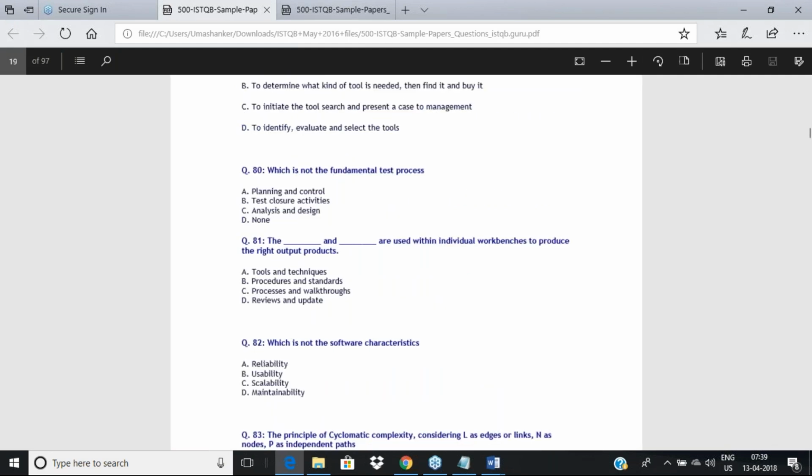Which is not a software characteristic? Which is not a software characteristic? Software has to be reliable. Software has to be usable. Software has to be maintainable. Very confusing answer. In fact, all four are actually applicable, so there is nothing we can simply leave out, but we have to choose the not so very important one. Okay, any guess what could be the answer for 82?